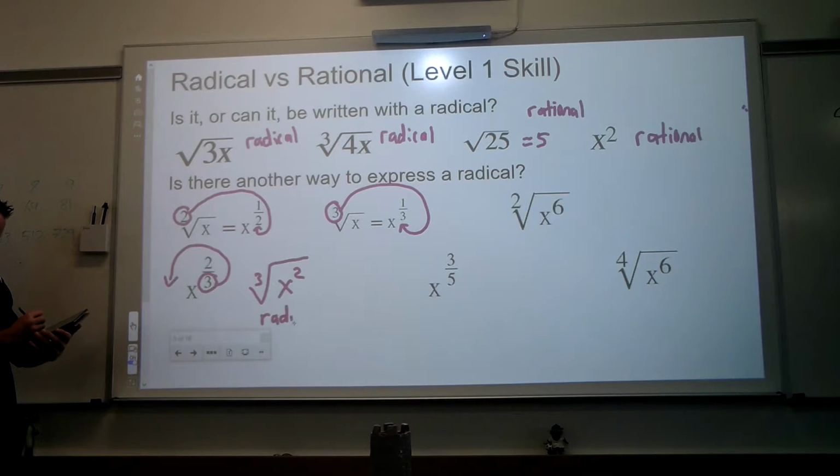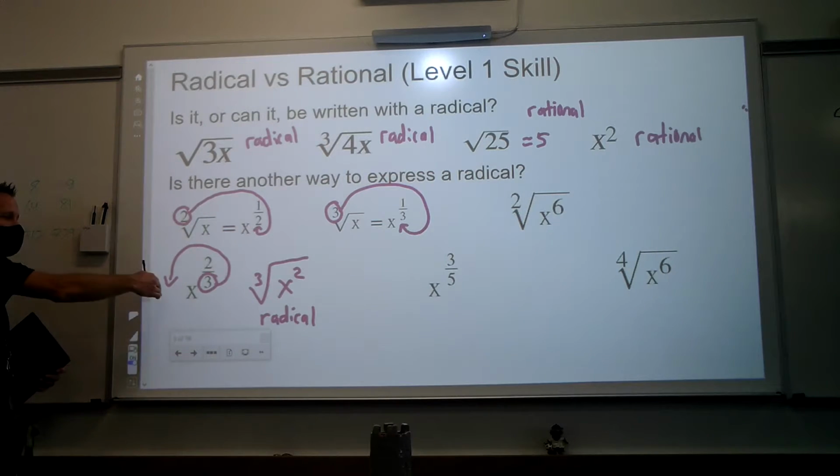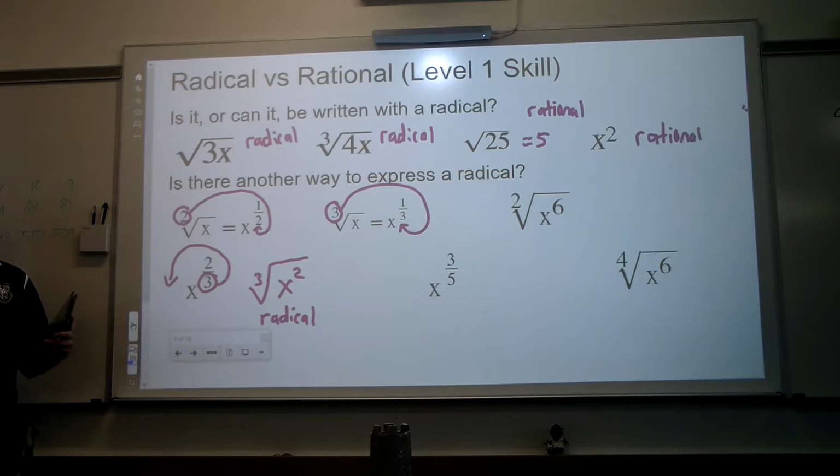Radical. So is it not rational before, even though it doesn't have a radical? So yeah, looking at this, some people might look at that and say, oh, it's a fraction, it's rational. But I can rewrite it as a radical. So if you can rewrite it as a radical, you want to write it as a radical.